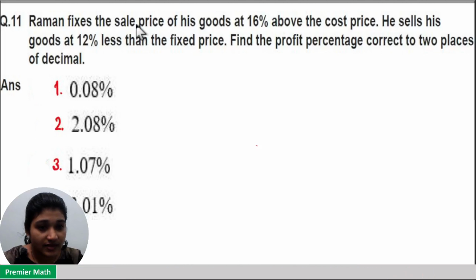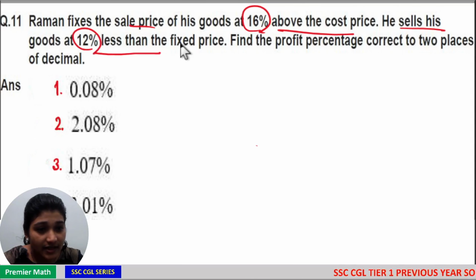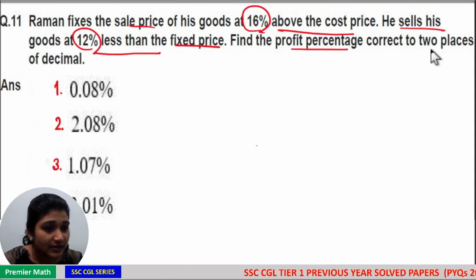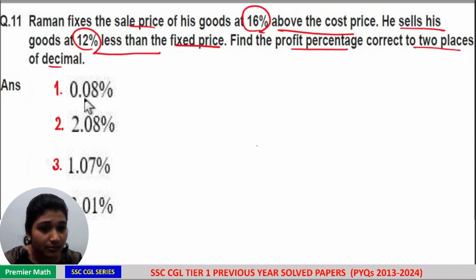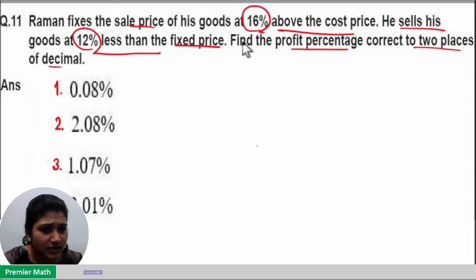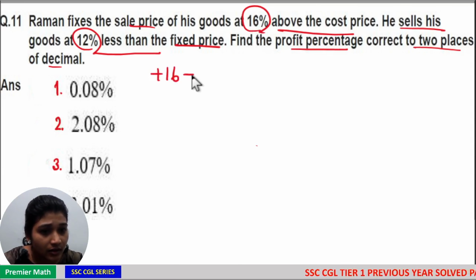Raman fixes the sale price of his goods at 16 percentage above the cost price. He sells his goods at 12 percentage less than the fixed price. Find the profit percentage correct to 2 places of decimal. Here you could use the A plus B plus AB by 100 formula. That is the successive increment formula. Here first increment is equal to 16 percentage from the cost price. Then it is reduced by 12 percentage.